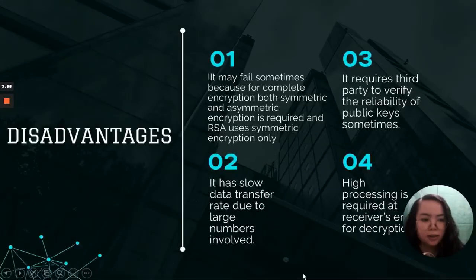The disadvantages. The first one, it may fail at times because complete encryption requires both symmetric and asymmetric encryption, and the RSA algorithm only uses asymmetric encryption. The second one is that the RSA algorithm can be very slow in cases where large data needs to be encrypted by the same computer. The third one is that it requires a third party to verify the reliability of public keys. Data transferred through the RSA algorithm could be compromised through middlemen who might tamper with the public key system. The fourth one is that decryption requires a significant amount of processing at the receiver's end.